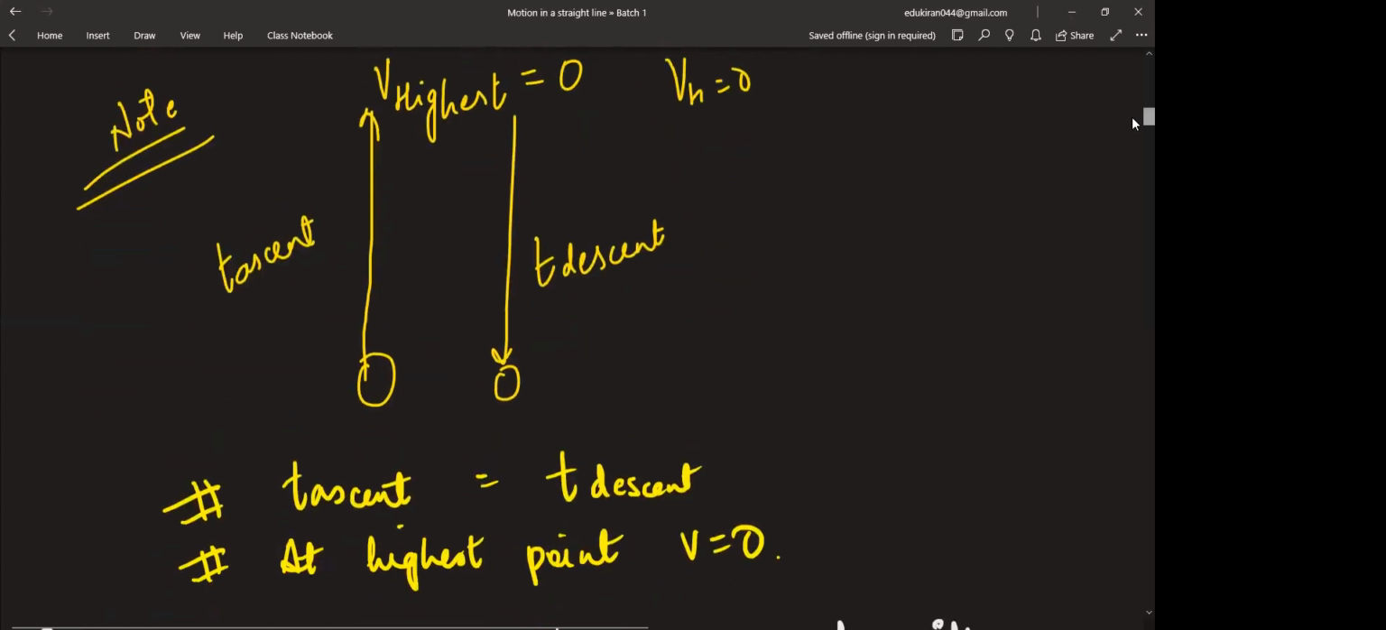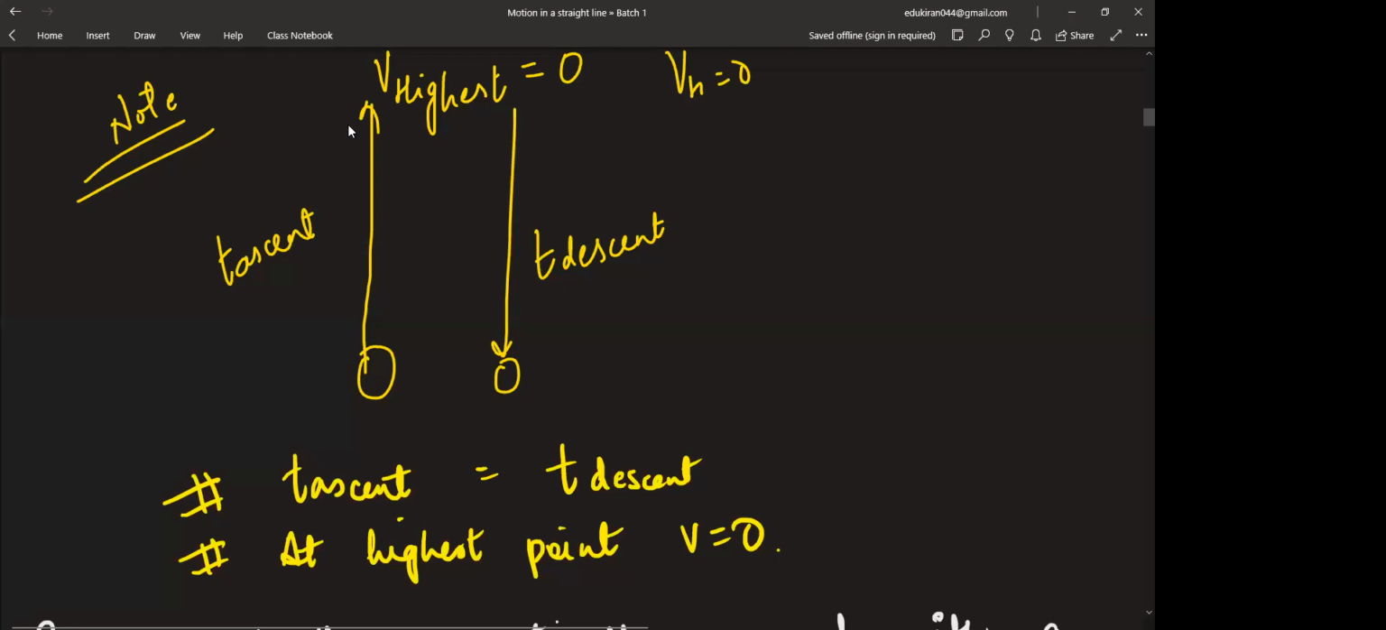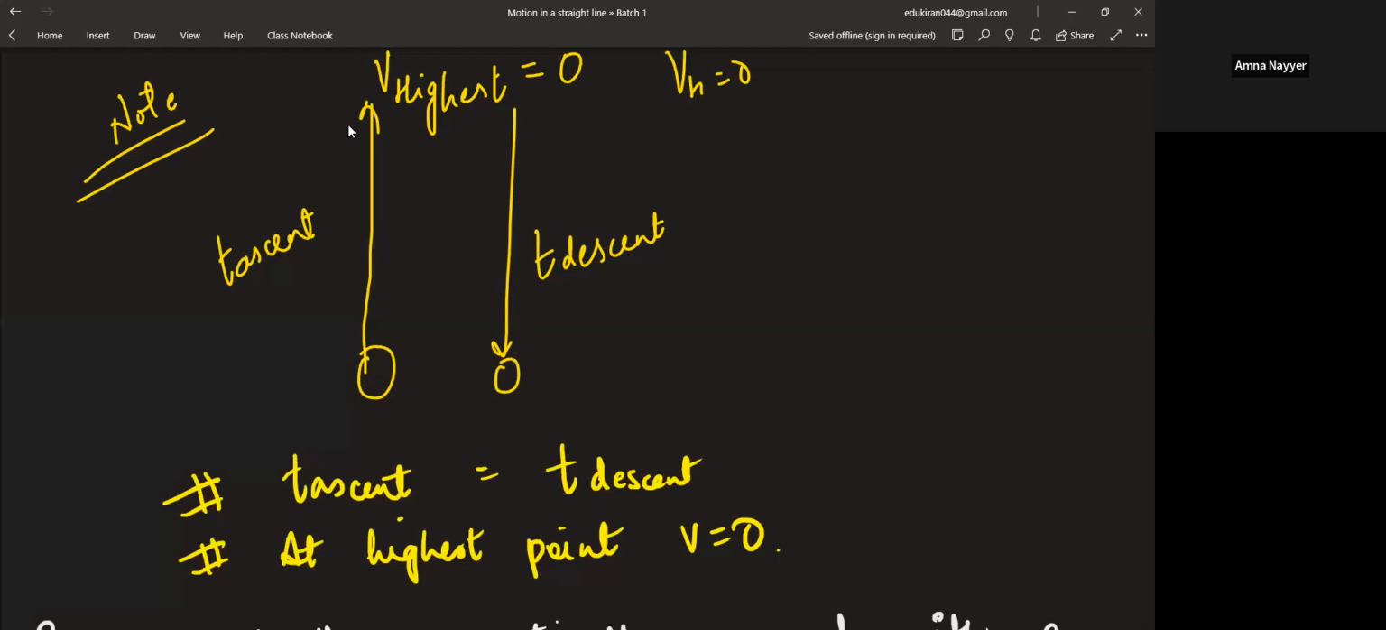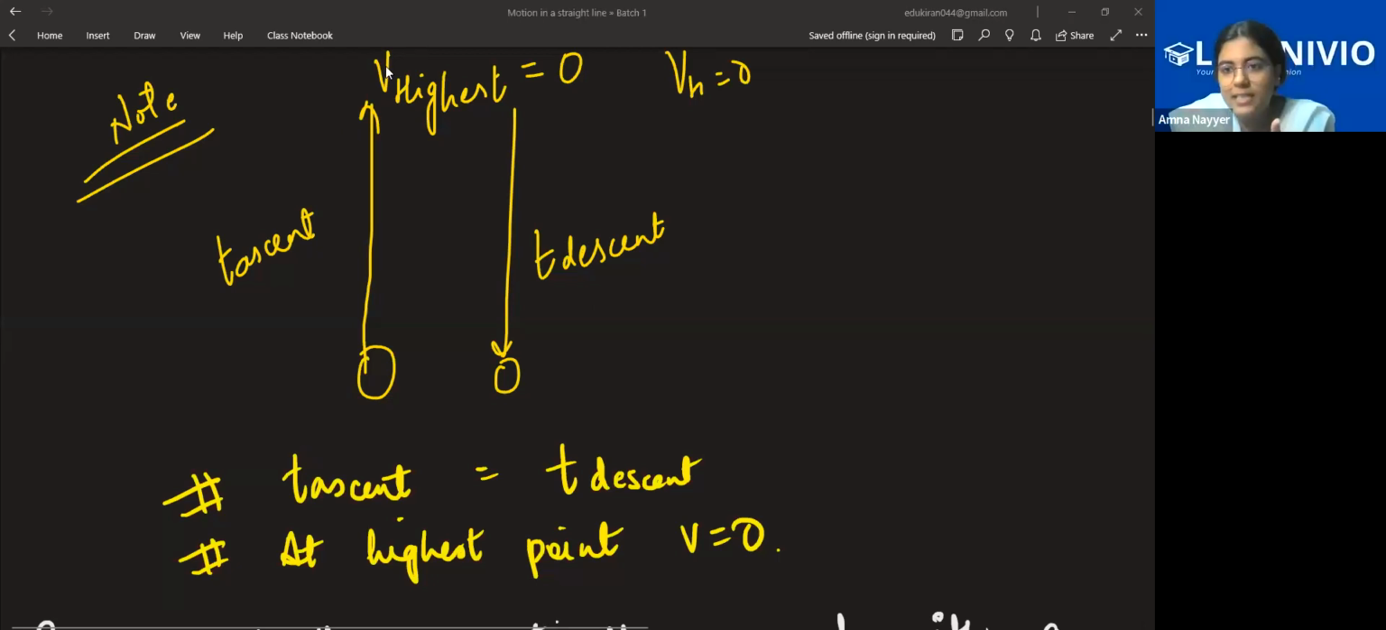Yeah, let me discuss this note point. See, basically this note point says that we have the time of ascent and time of descent. When the body is going from the ground upwards, that is known as time of ascent. Something going upstairs, that is time of ascent. But when the same body is coming down, that is time of descent.